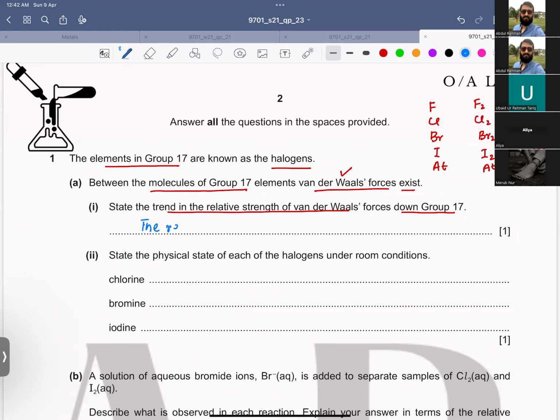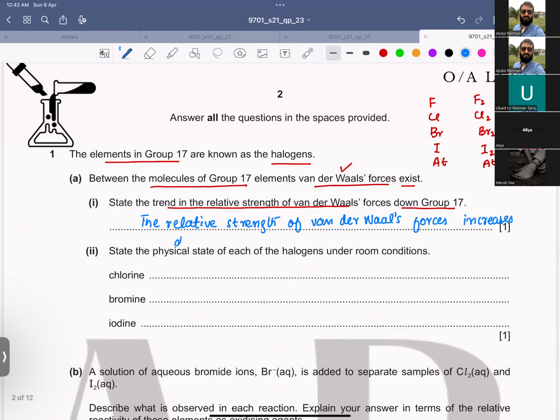the relative strength of van der Waals forces increases down group 17. Is this understandable to everyone?